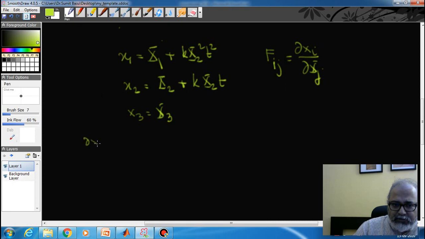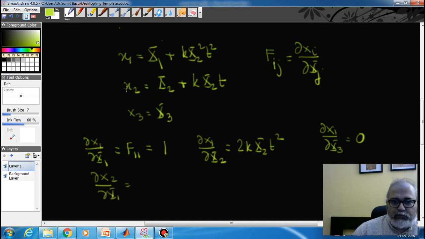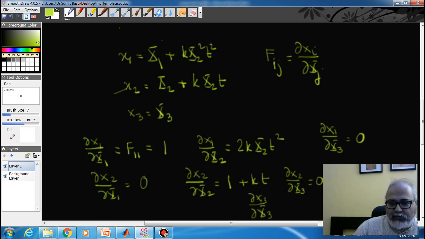All you have to do is calculate del x1 del capital X1. That would be your F11, that would be 1. Del small x1 del capital X2 would be 2k X2 t square. Del x1 del x3 would be 0. Del x2 del x1 from here would be 0. Del x2 del x2 would be equal to 1 plus kt. Then del x2 del x3 will be equal to 0. For small x3, everything will be 0 except del x3 del capital X3, which will be equal to 1.